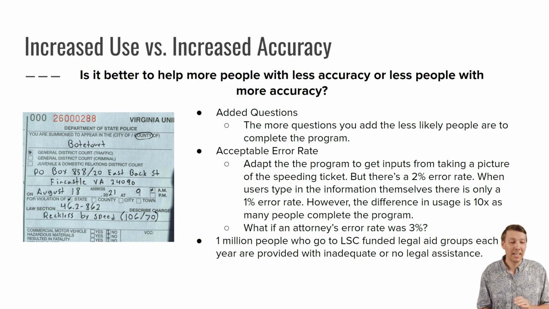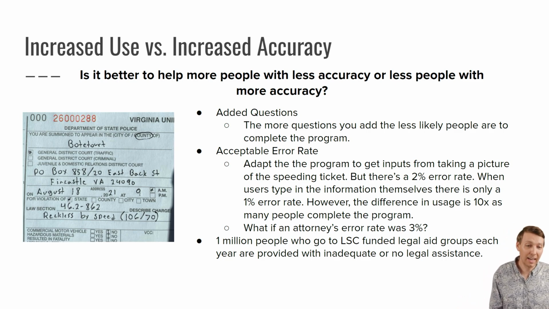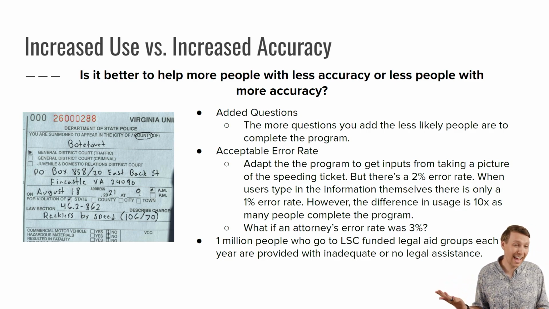But keep in mind that 1 million people who went to LSC-funded legal aid groups, that's kind of like your local state legal aid, were provided with inadequate or no legal assistance. This is because there simply aren't enough legal aid attorneys to handle the demand. One way to try to bridge this gap is to use legal tech applications. But if you ask so many questions that the usage is minimal, then we haven't actually solved the problem. But you don't want to create an app that gives bad advice and makes situations worse for people.